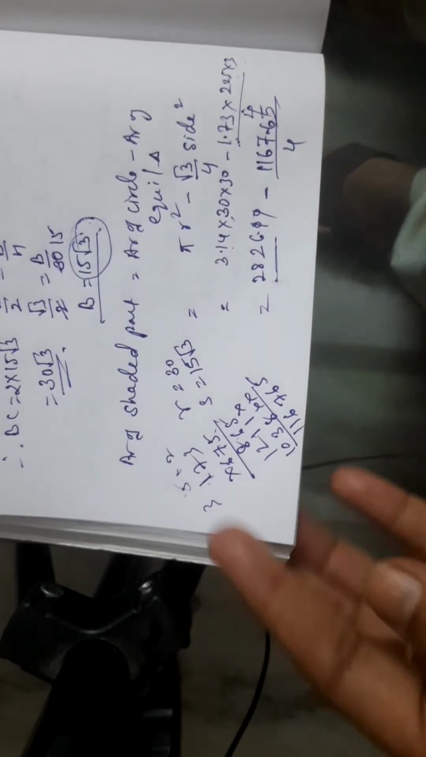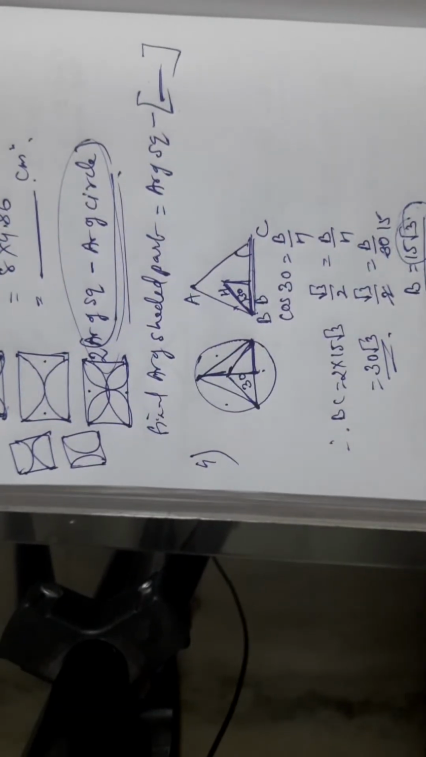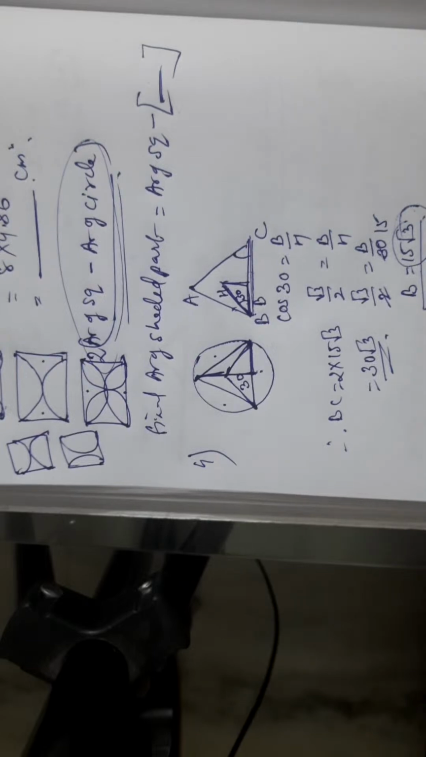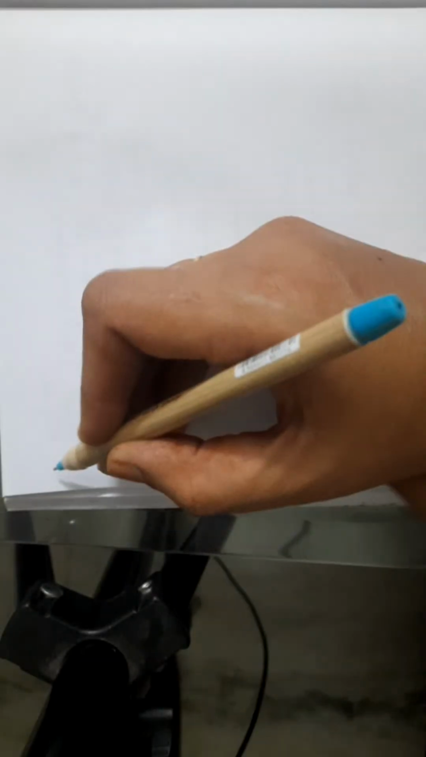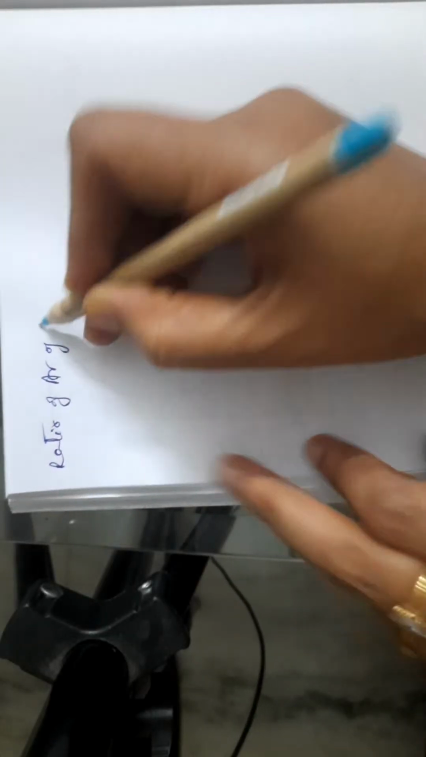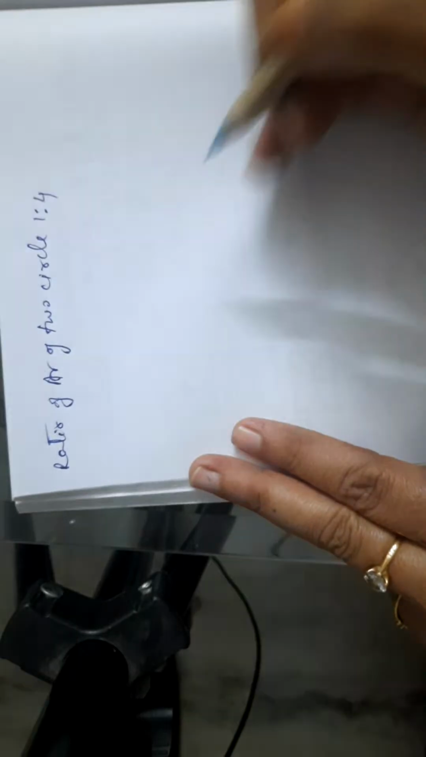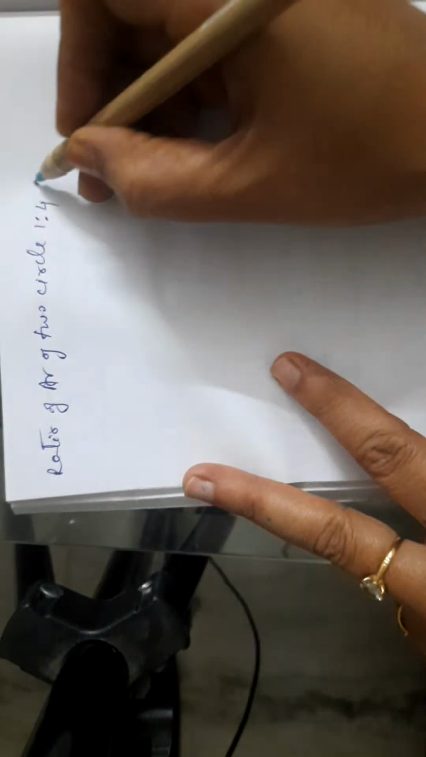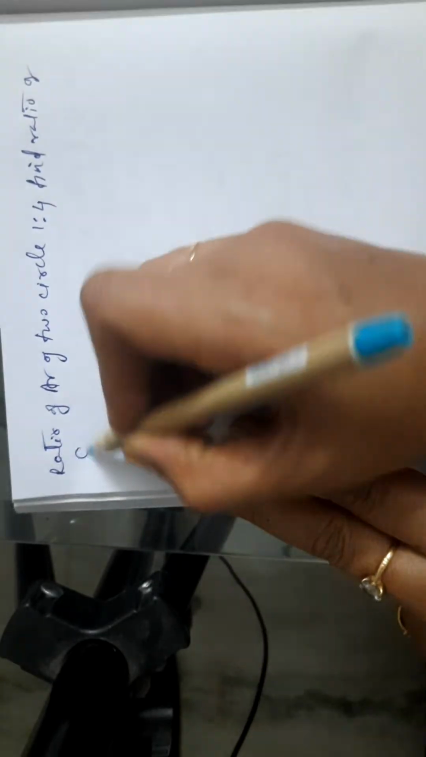Okay, next one more important question, an interesting question which can be important for MCQ. The ratio of areas of two circles is given as 1:4. Find the ratio of their circumference. We need to find the ratio of circumference.